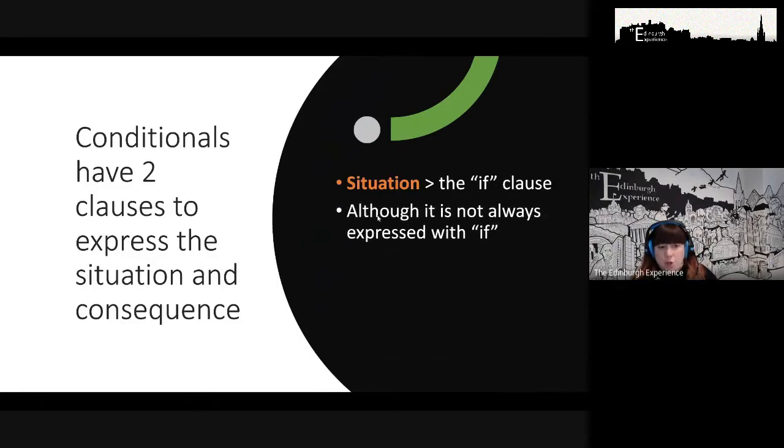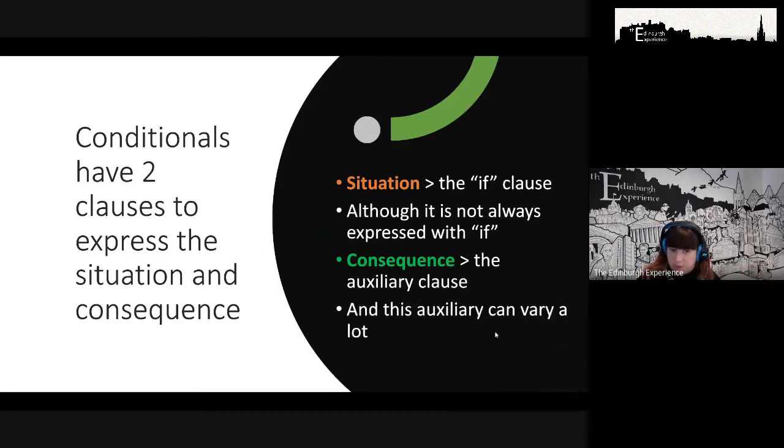So we'll have our 2 clauses. The situation will be expressed with the if clause. I'm saying the if clause, but it's not always the if, right? But we're going to call it the if clause just to make life a little bit easier. And then we have our consequence clause, which you can think about as the auxiliary clause, because we need to use an auxiliary to express that. And the auxiliary we use can vary a lot, which we'll have a look at today as well.